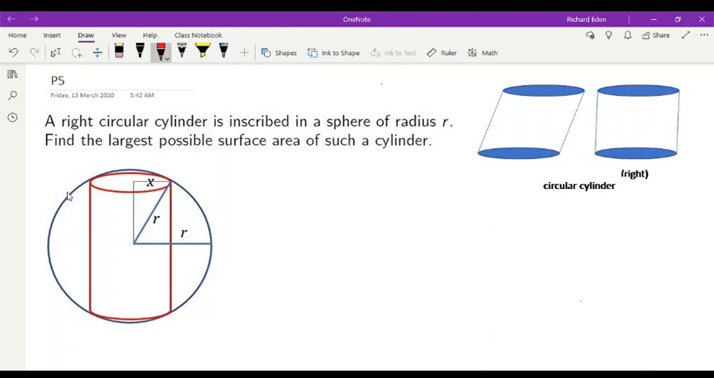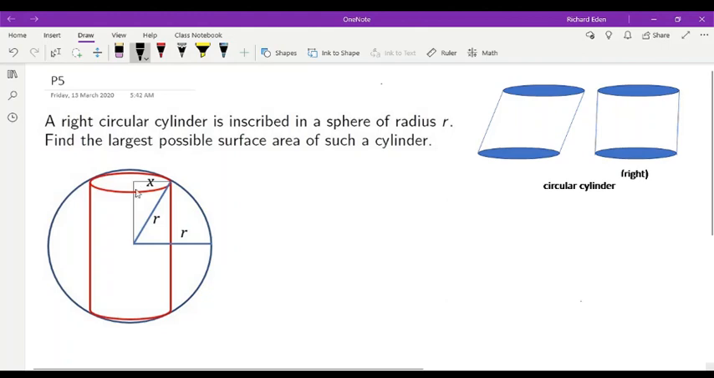You could make the value of small x smaller, so that would make the cylinder thinner. Consequently, it would be taller. Or you could make the radius small x of the red cylinder larger, but then consequently its height would be shorter. So we're looking for just the right radius small x in order for the surface area to be as large as possible.